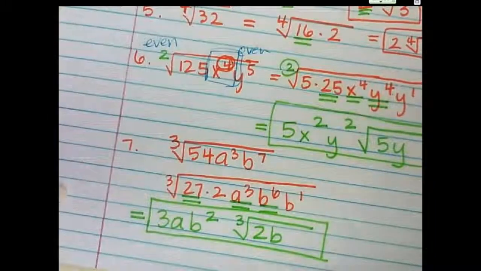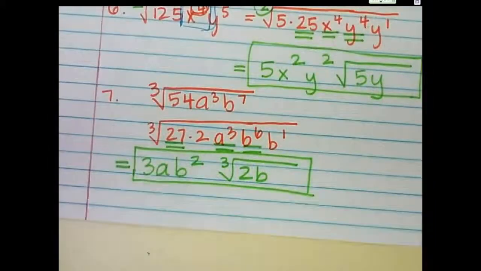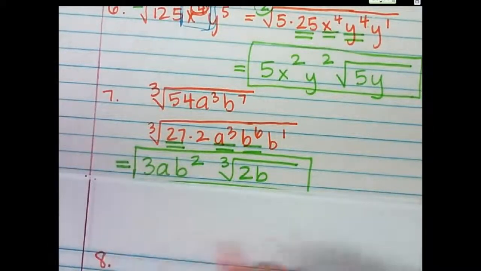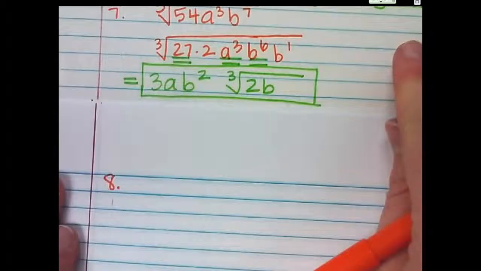Let's do one more simplifying one, and then we'll do some adding and subtracting. Oh, it's not bad. Okay, is everyone done with number 7? Number 8.